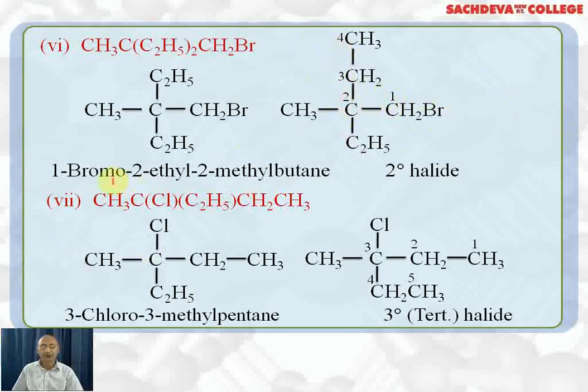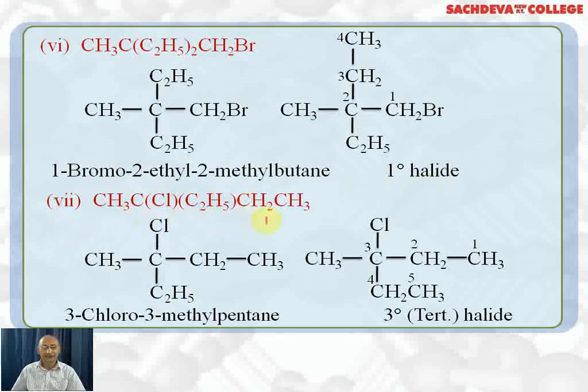Now 1-bromo. On the second carbon, an ethyl group is attached, so 2-methyl group is attached, so 2-methylbutane because 4 carbon atoms we have counted. Here this compound is a primary halide because Br is attached to a primary carbon atom, that's why it is a primary halide.